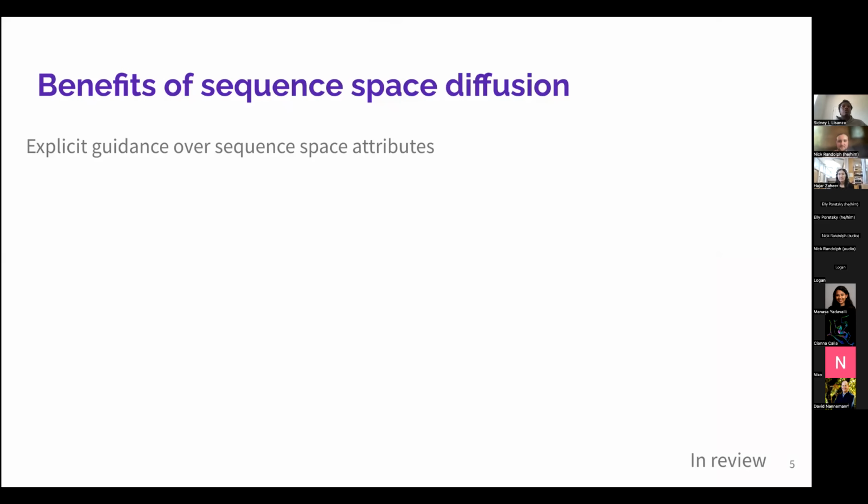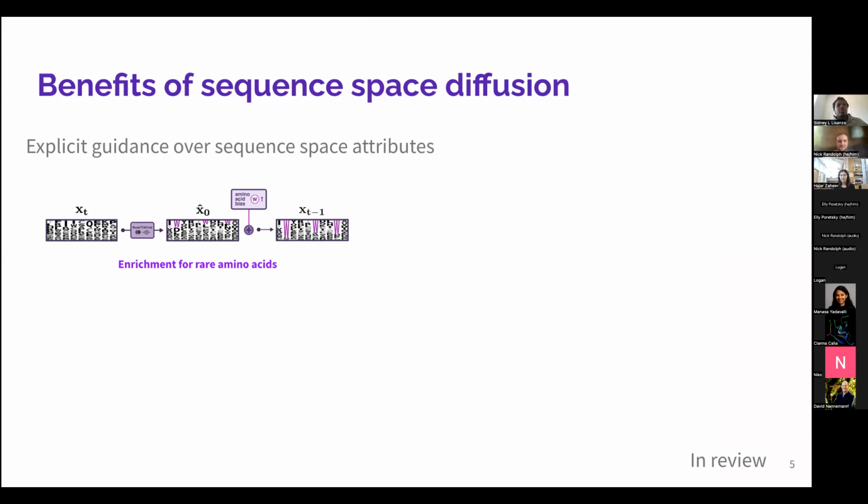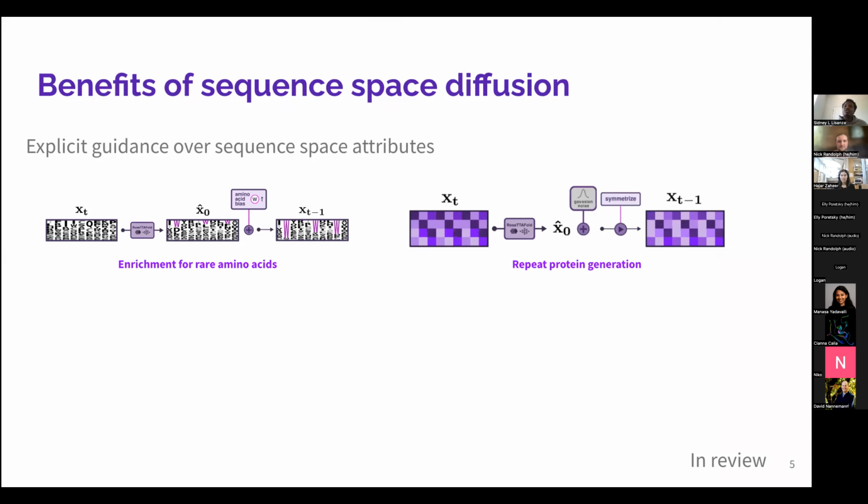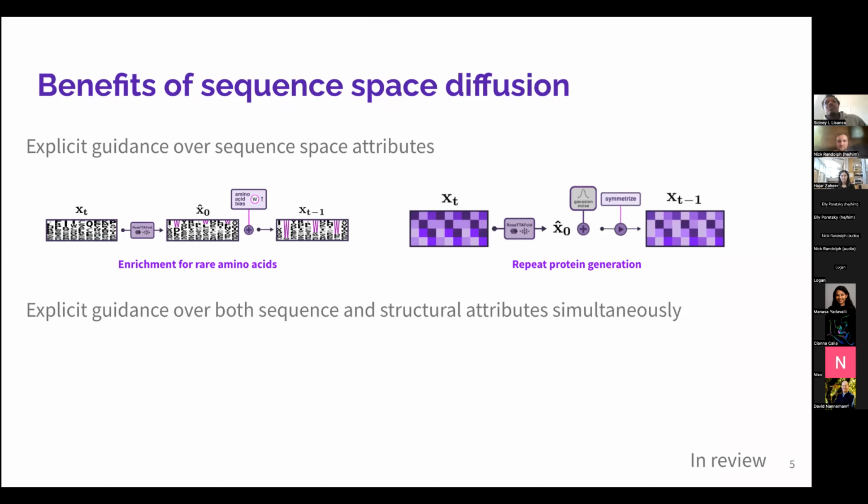All right, so what are the benefits of sequence-based diffusion? Well, one, explicit guidance over sequence-based attributes. And I'll be going over two specific sub-problems we tackled in the paper for this. One, enrichment for rare amino acids, and two, the generation of repeat proteins. And then more excitingly is being able to explicitly guide over sequence and structure attributes simultaneously.